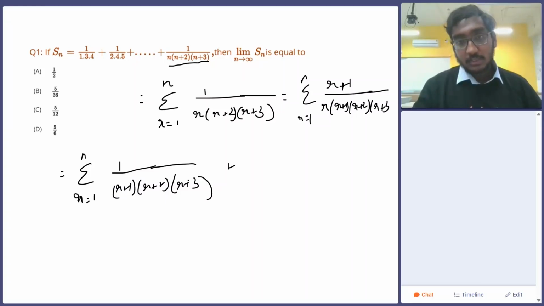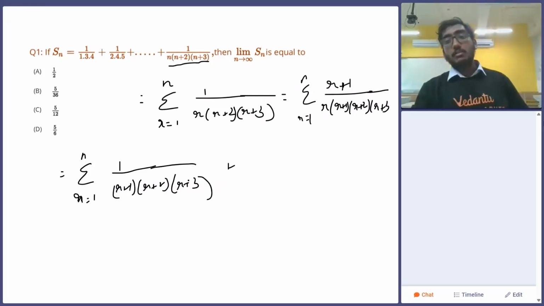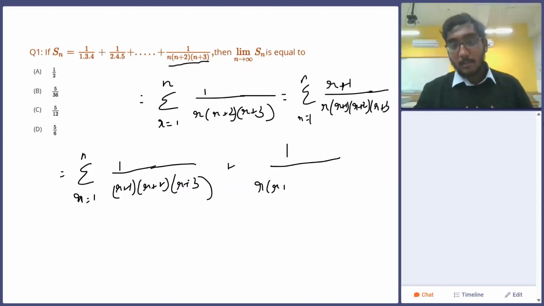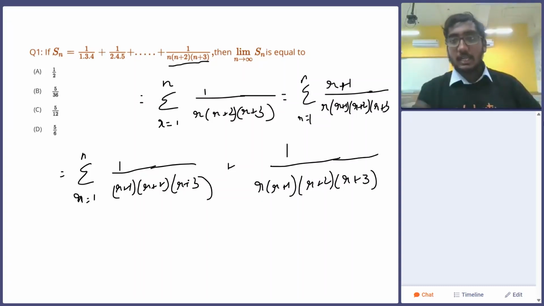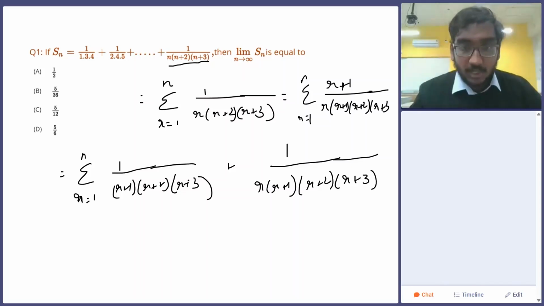And what about the next summation? It will be 1 upon r times r plus 1 times r plus 2 times r plus 3. See, somehow you should observe and establish some alternate plus minus cancellation. Other than that, there will be no idea to get the result. So we will have to do that.